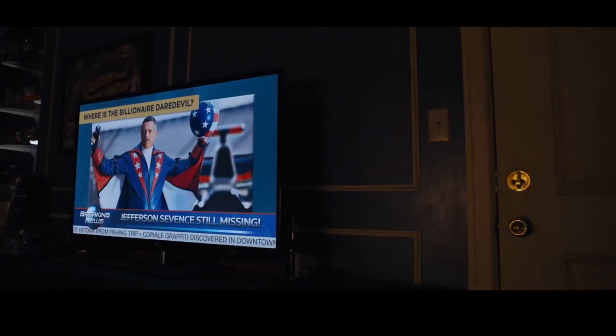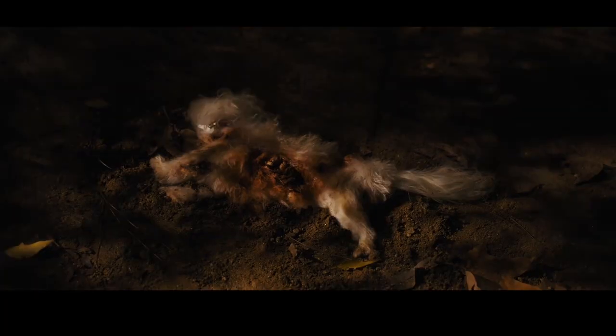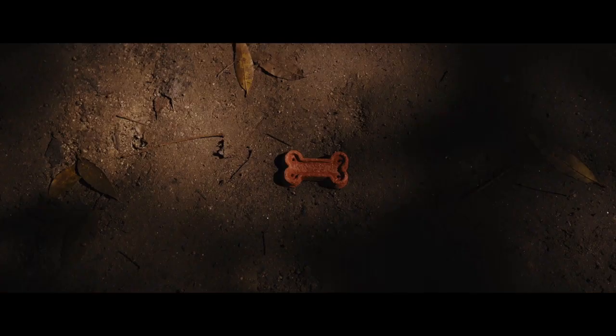Another news report about the billionaire. On the news report it says Copiale graffiti. This is important to solving the code written under the dolls' names. He reads the Under the Silver Lake comic, then has a dream about a dead dog. There are dog biscuits on the ground.